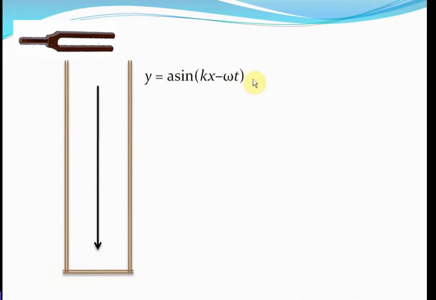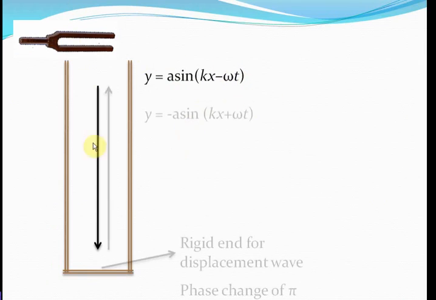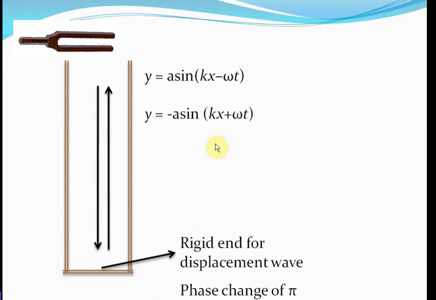Let's see how. First, you see the displacement wave, y equal to a sin kx minus omega t, goes down. It becomes a sin kx plus omega t when it goes up, or when it gets reflected back. This is because this fixed end in a closed organ pipe is the rigid end, and so there's a phase change of pi when the wave gets reflected from this rigid end, because we've already studied that when a wave gets reflected from a fixed end, the phase changes by pi.